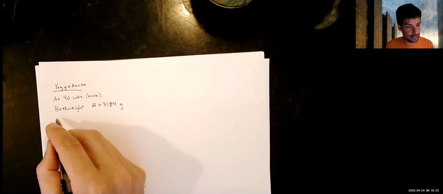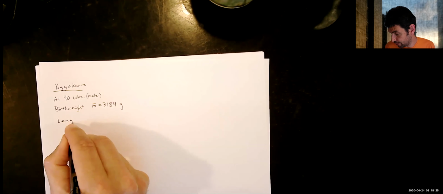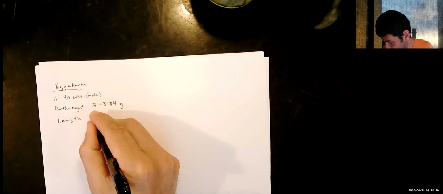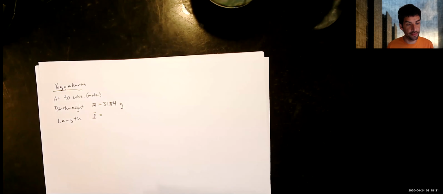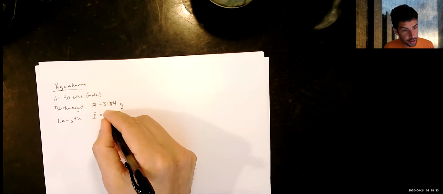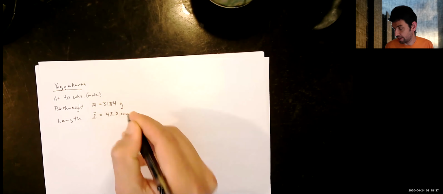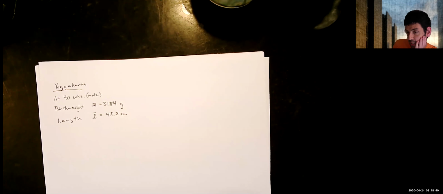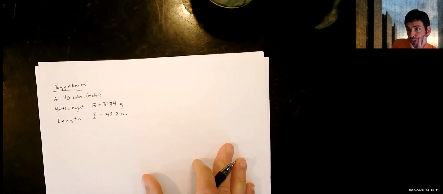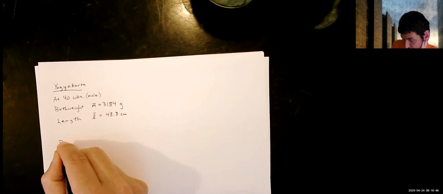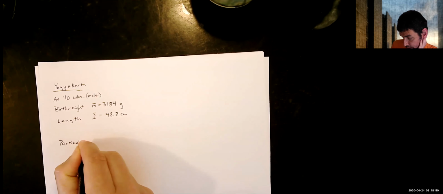And let's say we also know the average length at 40 weeks. Here I used L, so L bar is the average. This is going to be 48.8 centimeters, okay?